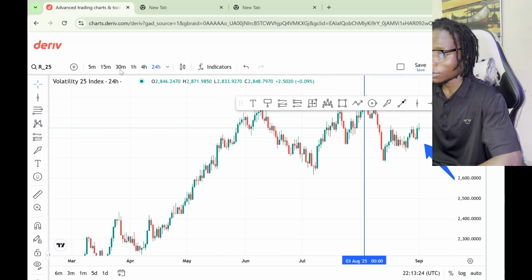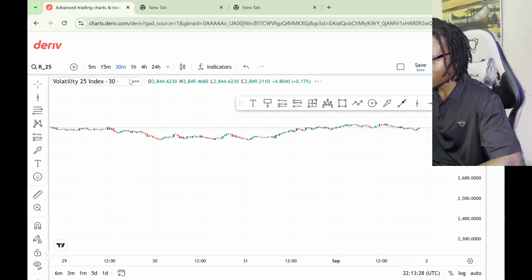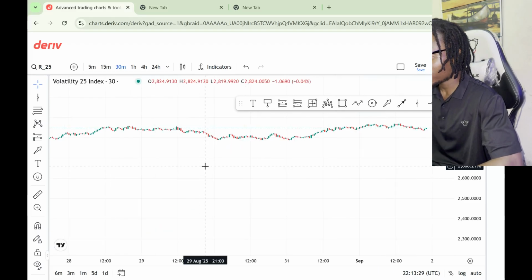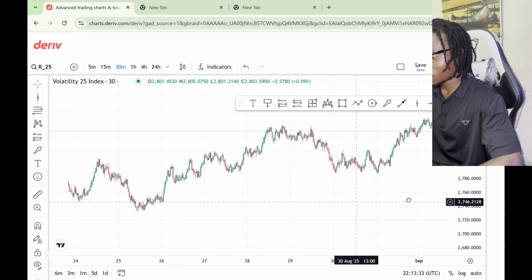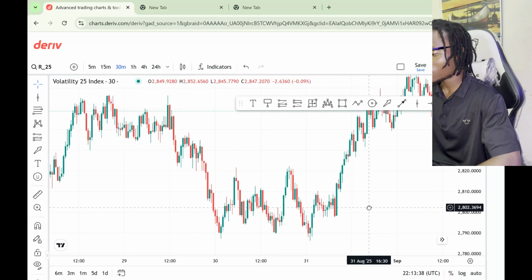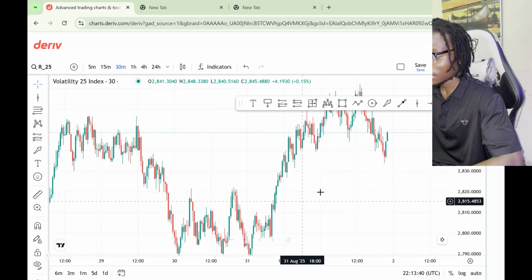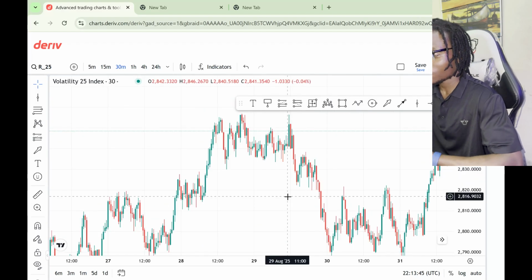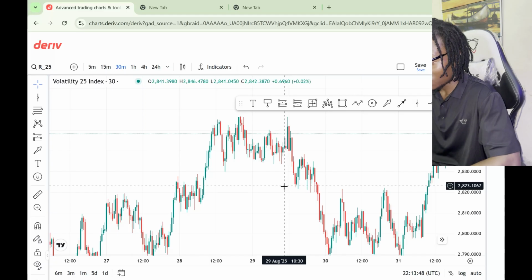Okay, then I'll go to the 30 minutes or the 1 hour, which is our analysis time frame, because I am a day trader. So guys, we say once price is going to the upside, or to the downside, then we wait for price to get into our zone before we take the trade, right?